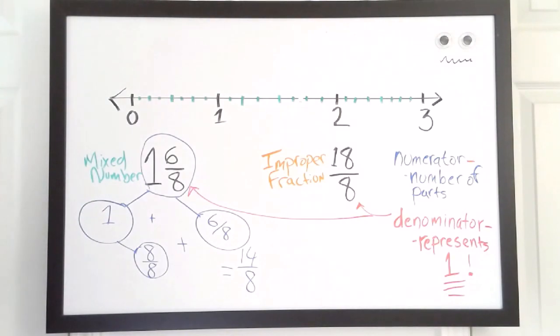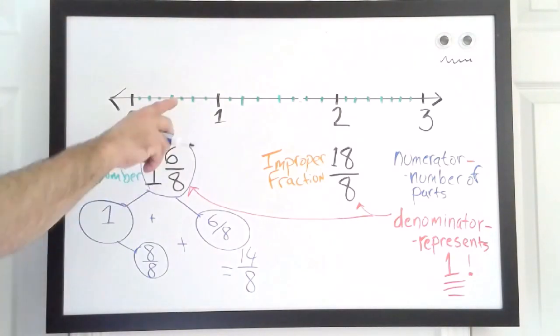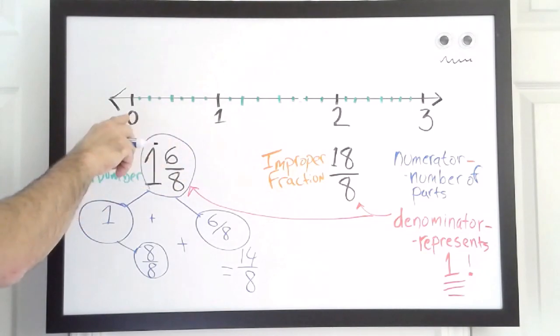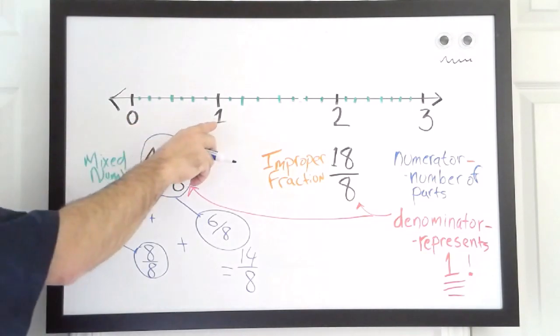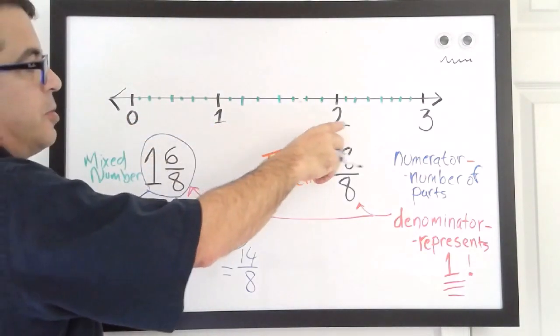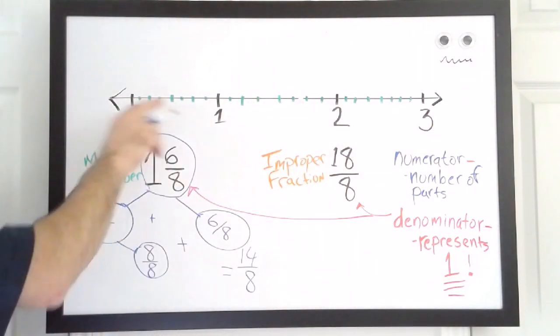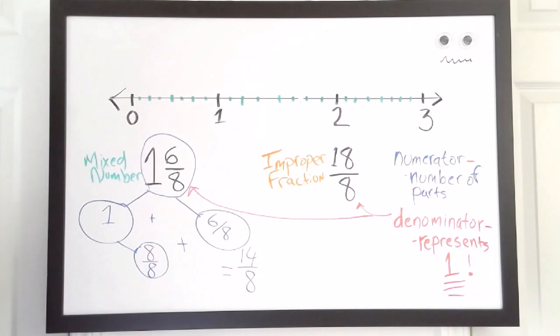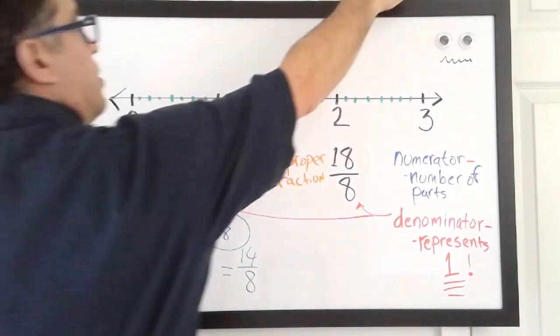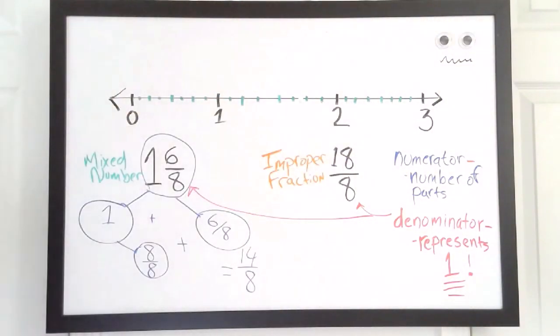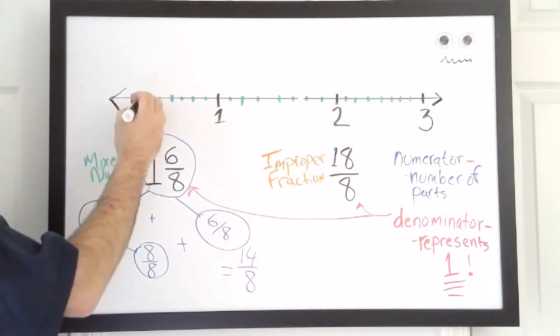Where does this end up? So I have a number line up here that starts at 0. Here's 1 whole number, 2 whole numbers, 3 whole numbers. And we're talking about 8, and my number line is already broken up into 8s. Let's get a lay of the land here. Let's talk about where are the 8s. Well, the 8s are every one of these marks here.